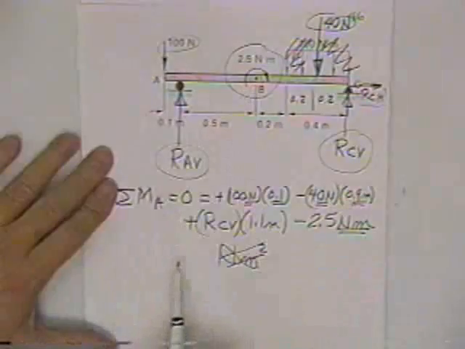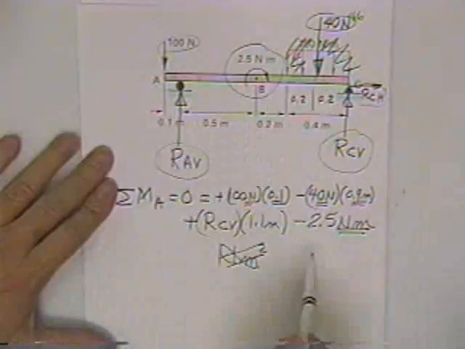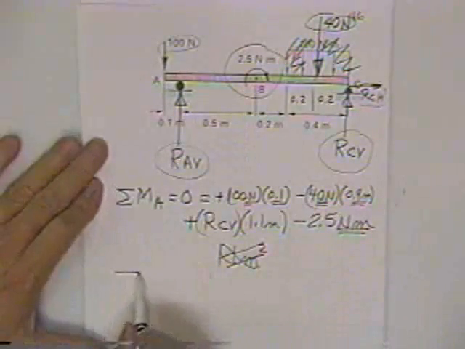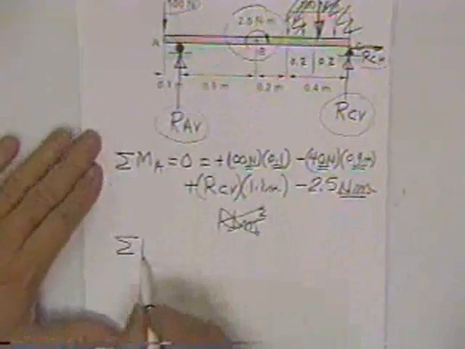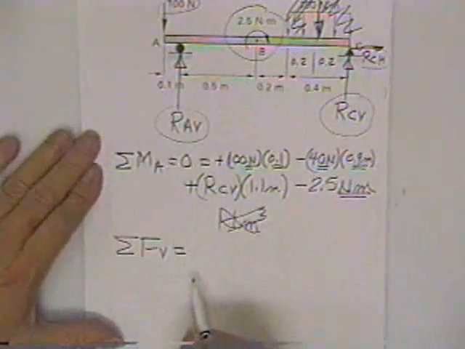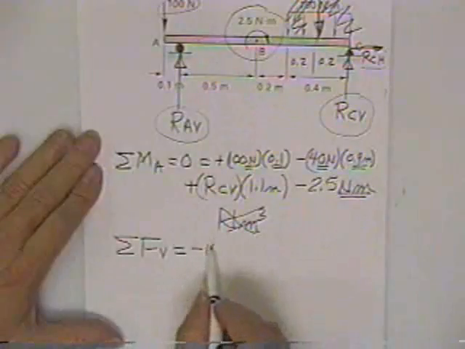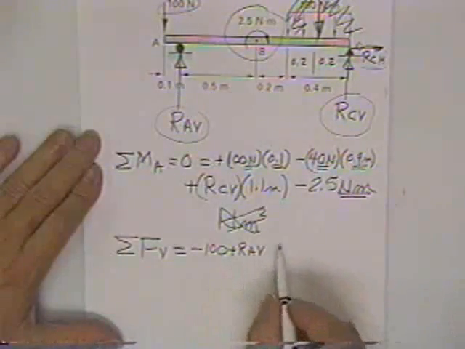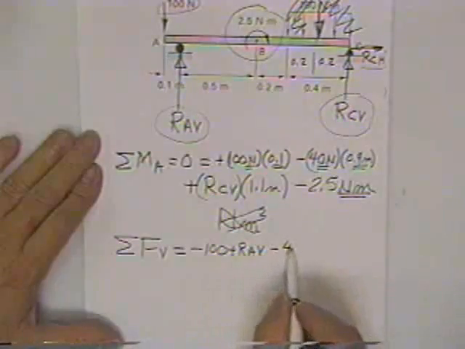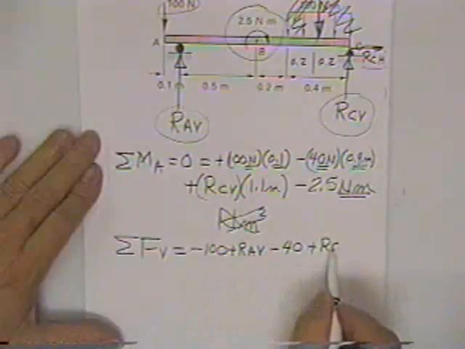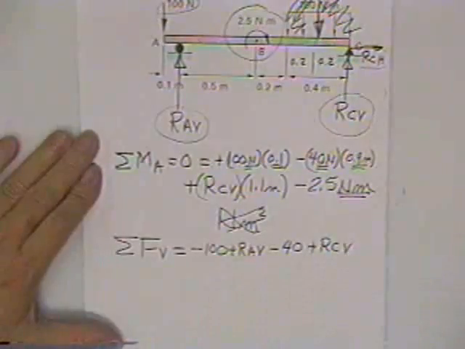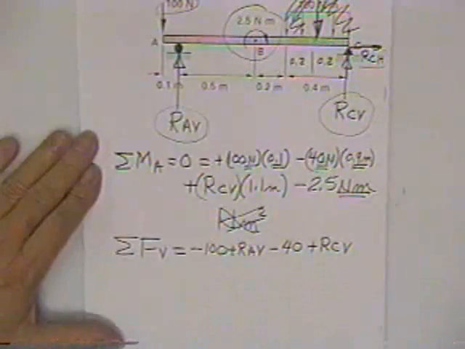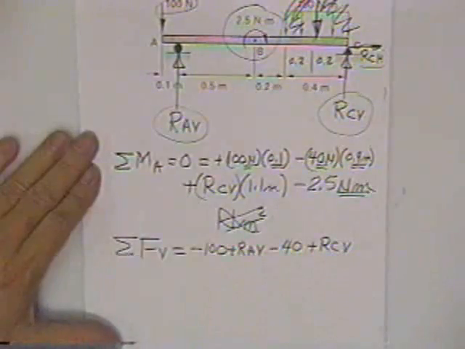So, anytime you see a concentrated moment on your free body, just plug it in your moment equation. When you sum forces vertical, here are your sum forces vertical. Minus 100 plus RA vertical. Minus 40 plus RC vertical. And that's it. You do not have anything up and down due to the 2.5. Because it doesn't go up and down. It goes round and round.